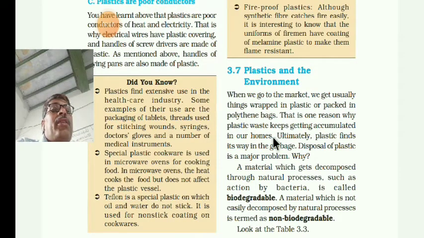See, what are the problems of using plastics? Disposal of plastic is a major problem because it affects the environment. When you throw it outside, it does not mix with the soil, and it is not decomposed by any microorganisms. So plastics are nowadays a major problem for the environment.